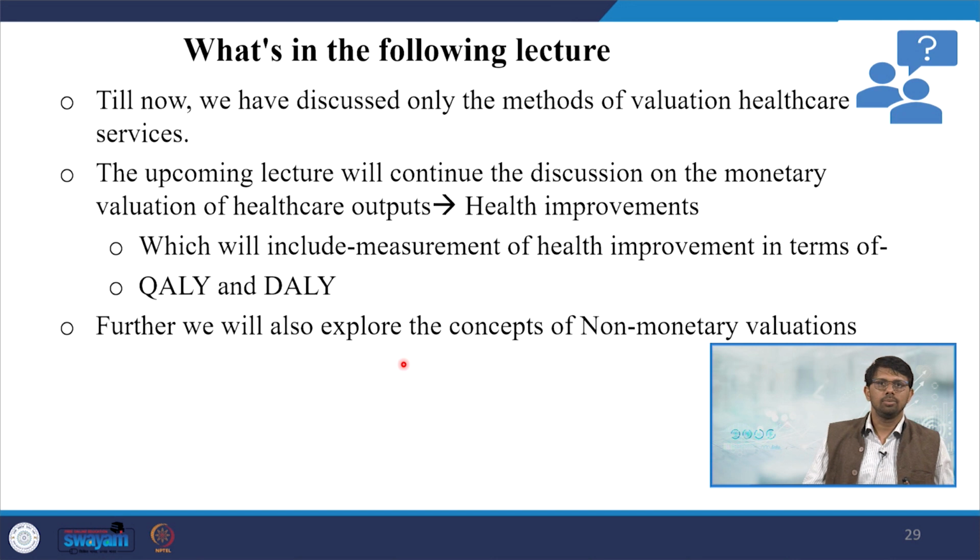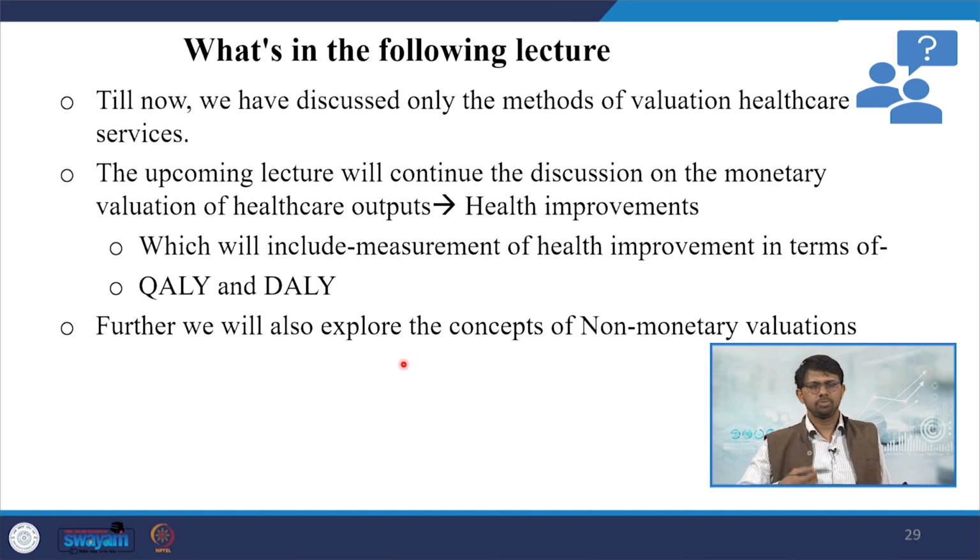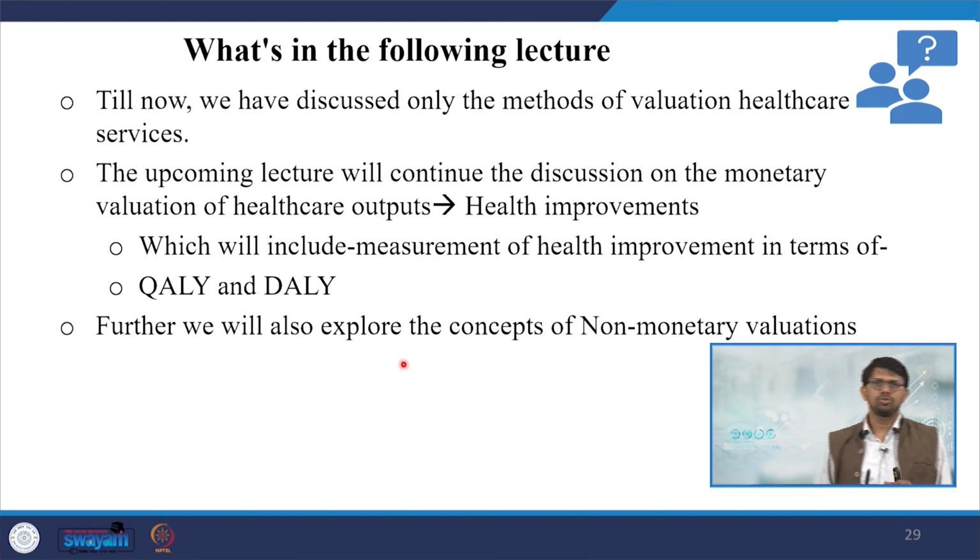It is all about the specific concerns related to health improvement, and we will also emphasize the monetary valuation of healthcare outputs, which will include measurement of health improvement in terms of quality adjusted life years and disability adjusted life years. We have also used these two in other units as well, but the evaluation pattern etc. will be emphasized in the next lecture. We will explore further the concept of non-monetary valuations. All right. So, that is all.